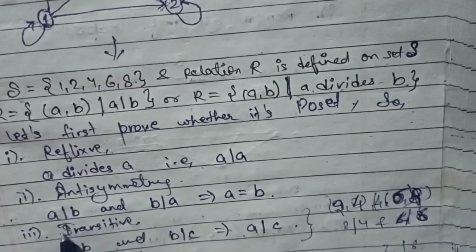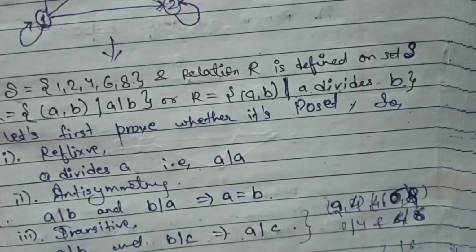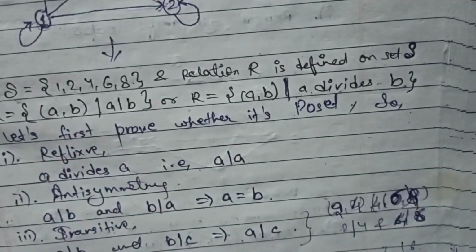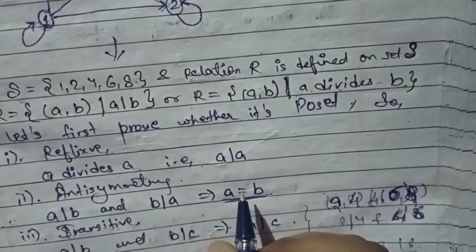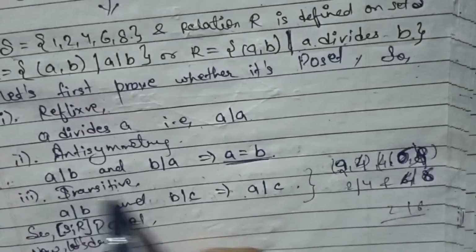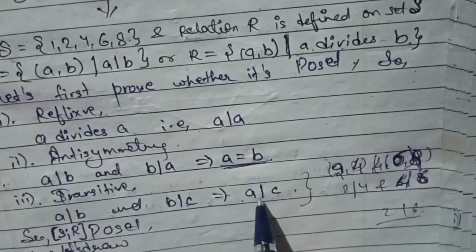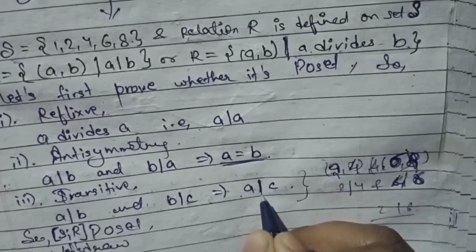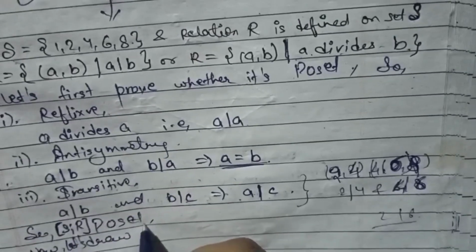So it satisfies the reflexive condition. Antisymmetry: if A divides B and B divides A, it is only possible if A is equal to B. So this condition is also satisfied. Similarly, transitive: if A divides B and B divides C, then A should also divide C. Okay, so it is a poset.